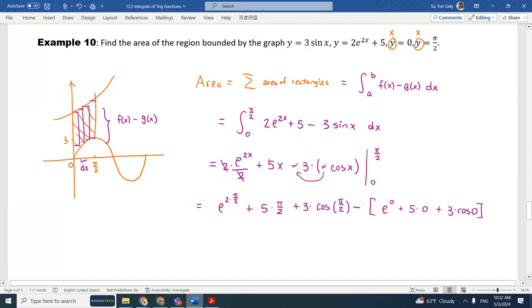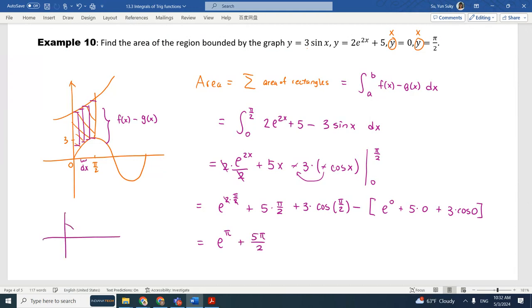Let's try to simplify. We have 2 cancel. We have e to the pi, right? And then 5 pi over 2. What is cosine pi over 2? Yes, so this is 0. And then what's e to the 0? 1. And what's cosine 0?